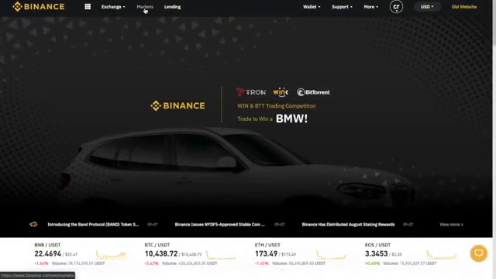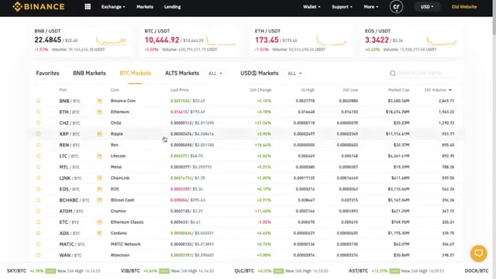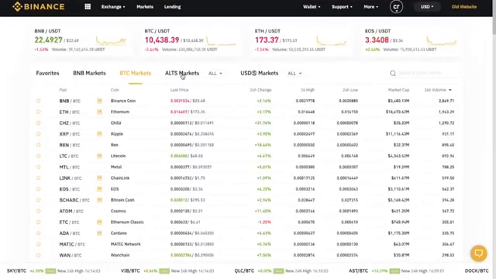So what we can do is just take a look at the markets. You can see there are different types of markets and crypto pairs that you can trade with. You have the likes of your Bitcoin market, and you can see all the different pairings available here, and there's a whole host of those.